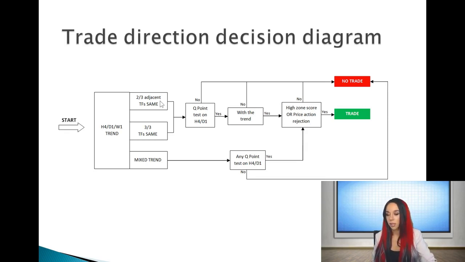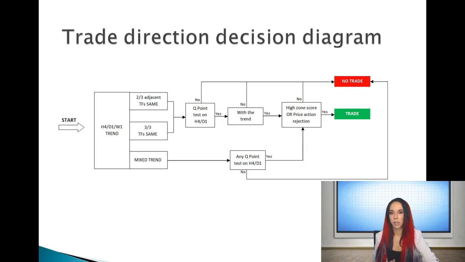It's just not doable. So if you have 2 out of 3 adjacent time frames showing the same trend, or 3 out of 3 time frames, you then need to have a Q point test on a 4-hour and daily chart. Furthermore, you have to ensure that the Q point is with the trend. If that's true, you can then move on to this box to either use a scoring table or developing price action to enter a trade. And then finally, if you have a mixed trend, you can look for any Q point test on a 4-hour or daily chart, but you need to have that price action rejection before you do your trade.